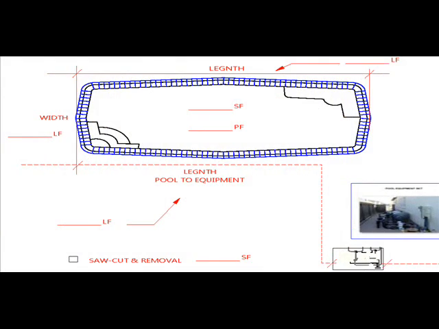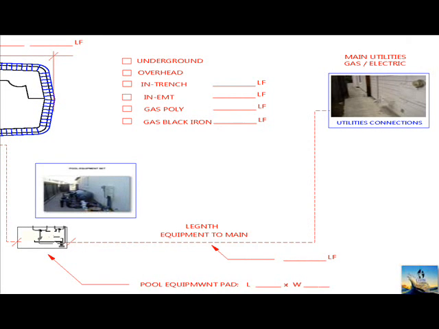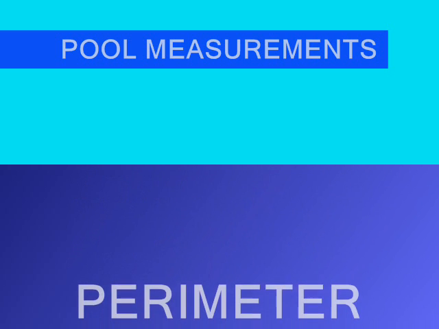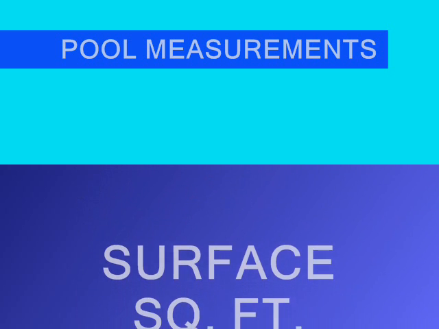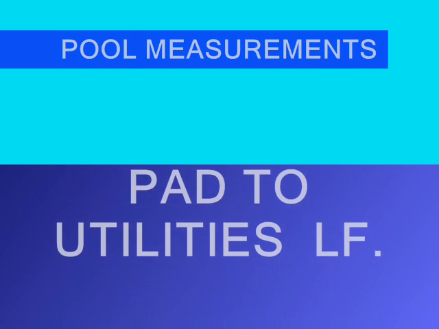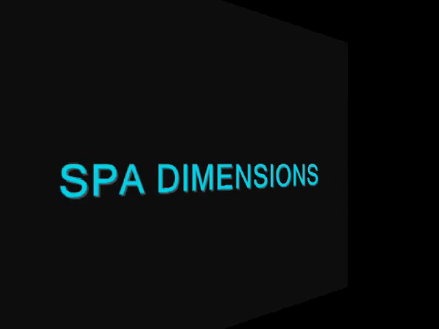All of the swimming pool's dimensions should be reflected as in this sample diagram: the pool's length, width, perimeter lineal footage, together with the calculated square footage of the surface area. Additionally, the lineal footage runs from the pool to the equipment pad, as well as the lineal footage runs for gas, electric, and water supply from the utility meters or the home's point of connections to the equipment pad.